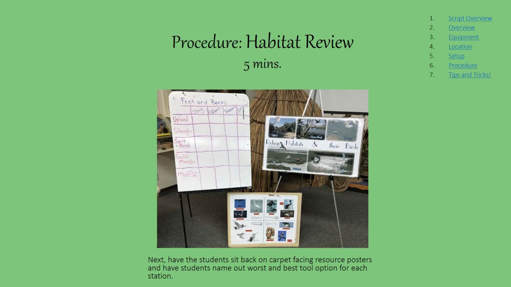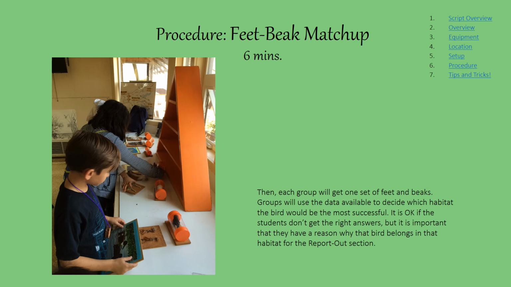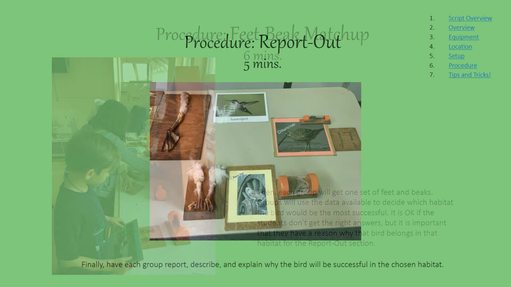Next, have the students sit back on the carpet facing the resource posters, and have students name out the worst and best tool option for each station. Then, each group will get 1 set of feet and beaks. Groups will use the data available to decide in which habitat the bird would be the most successful. It is okay if the students don't get the right answers, but it is important that they have a reason why that bird belongs in that habitat for the report out section.